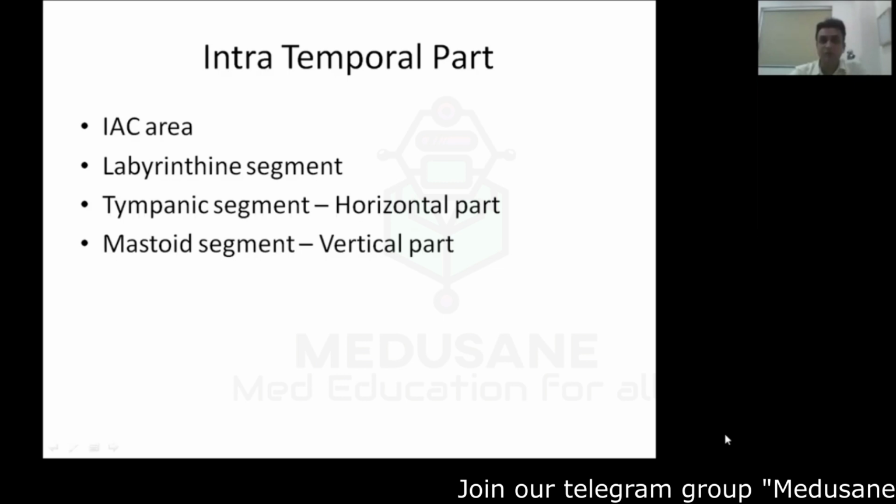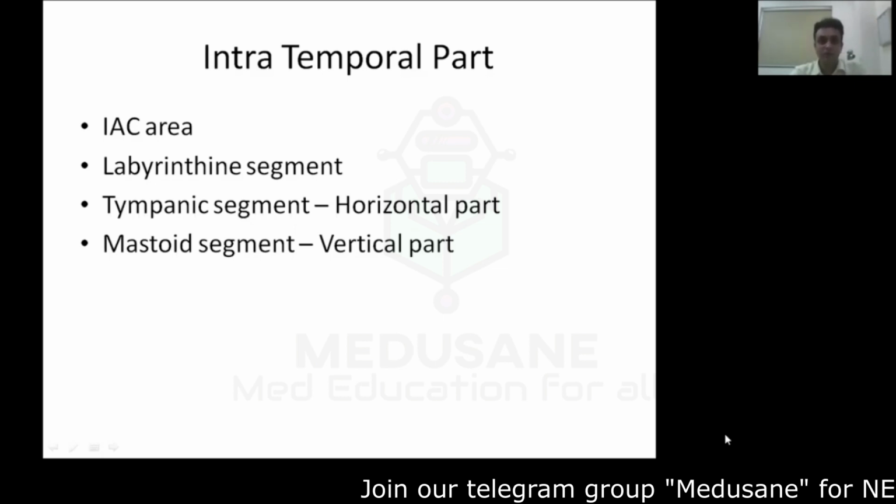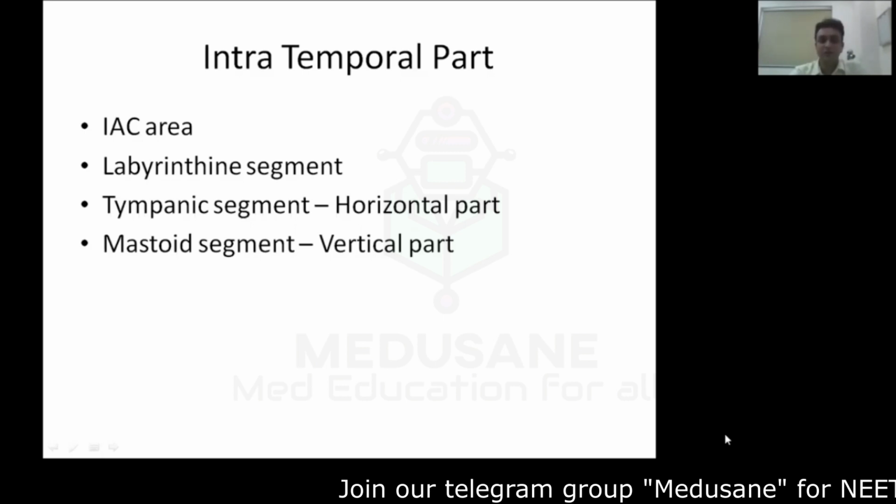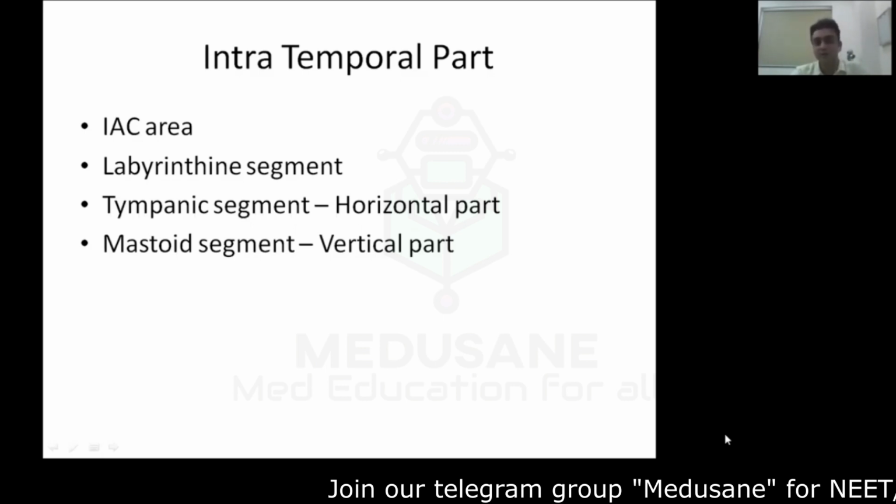The labyrinthine segment of the nerve is the narrowest portion of the nerve, the smallest portion of the nerve. Why narrowest? Because this is the area where the nerve has the minimum thickness. So if there is the slightest edema, the nerve becomes weak. The facial muscles get paralyzed. This area is the most vulnerable, and it is also the smallest, only 4 millimeters long. So after the labyrinthine segment, the nerve becomes the horizontal part, and then it becomes the vertical part.